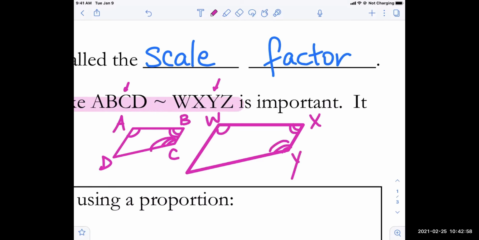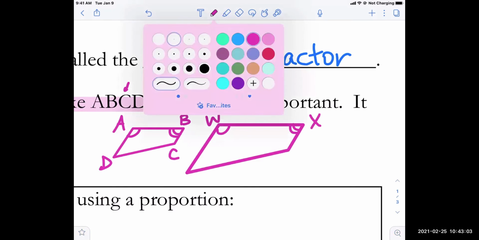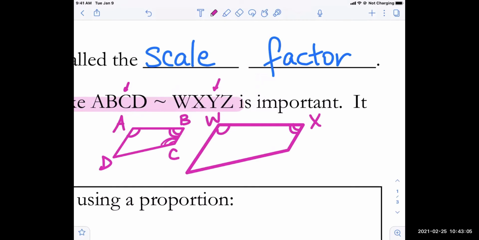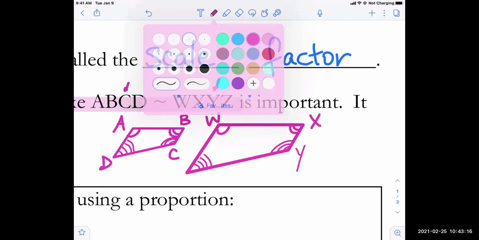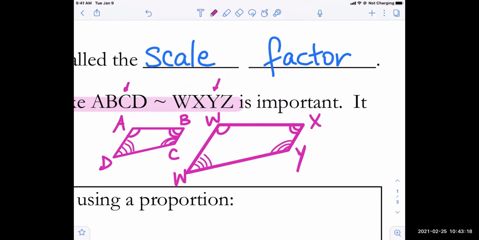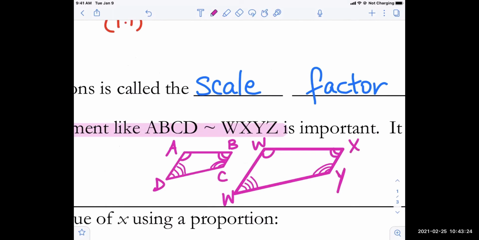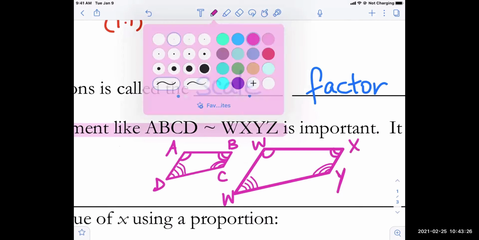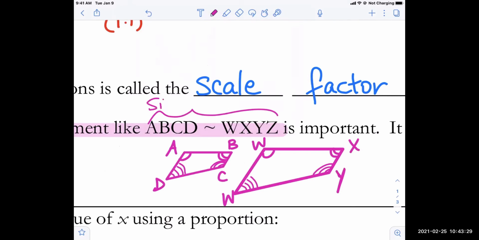I need to go a little skinnier, sorry. Let me see what I'm doing. 1, 2, 3, 1, 2, 3. C and Y match up, and then D is going to match up with Z. So that's called a similarity statement, just like we wrote congruence statements. This is called a similarity statement. Oh, I put 2 W's, I'm sorry. That is Z.